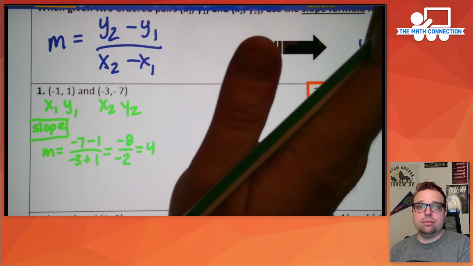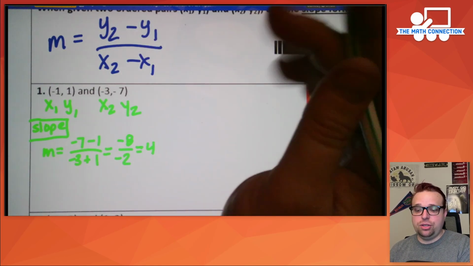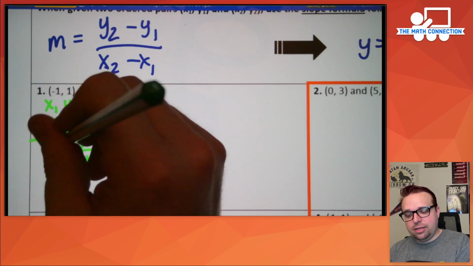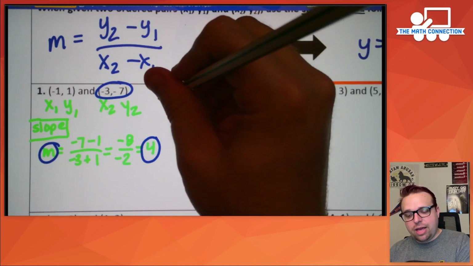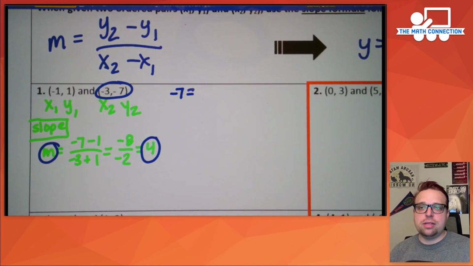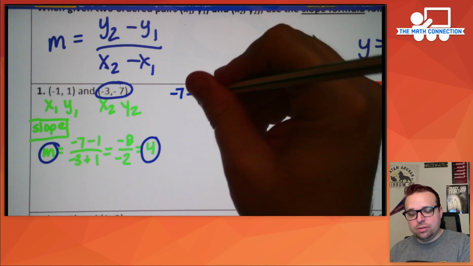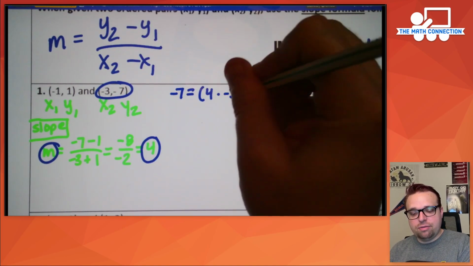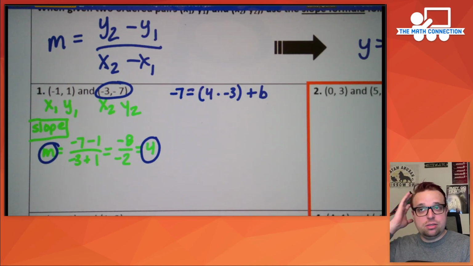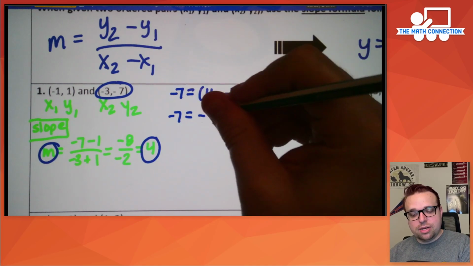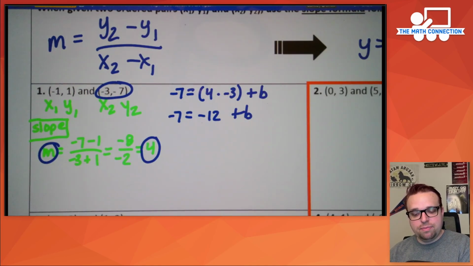Next thing, we need to take one of the points, pick one. It does not matter. You can choose either one, it's up to you. I'm just going to pick this one and use this because this is m. So that means negative 7, and this is just like what we were doing in those last problems, right? Negative 7 equals 4 times negative 3 plus the b, which is the y-intercept. So let's solve this. Negative 7 equals negative 12 plus b.